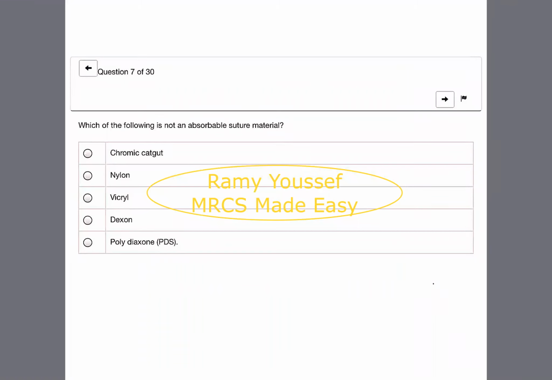Okay, next question. Dr. Sarah. Which of the following is not an absorbable suture material? Nylon is unabsorbable. B. They have chromic catgut, Vicryl and polydioxanone. I'm going for B, that is nylon, which is not an absorbable material. And here, I don't know why, he didn't say which of the following is non-absorbable. He said not an absorbable, so he wants to confuse you.